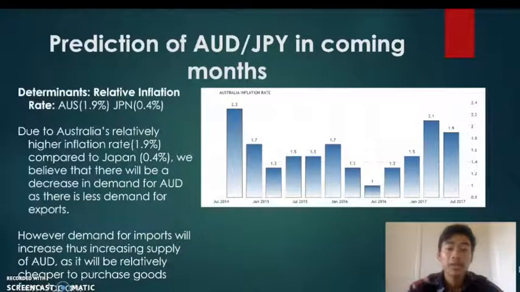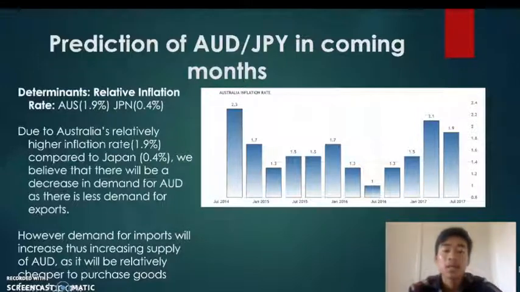Hi, my name is Jerry, and from this slide I will be discussing the determinants of the exchange rate and the prediction of Australia and Japan currency in coming years. The first determinant is the relative inflation rate. As a general rule, a country with consistently lower inflation rate exhibits a rising currency value, as its purchasing power increases relative to other currencies. Countries with higher inflation typically see depreciation in their currency in relation to the currencies of their trading partners. This is also usually accompanied by higher interest rates.